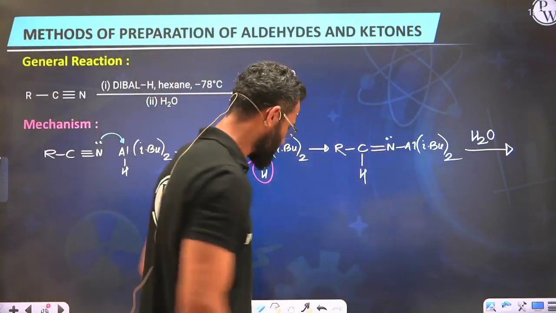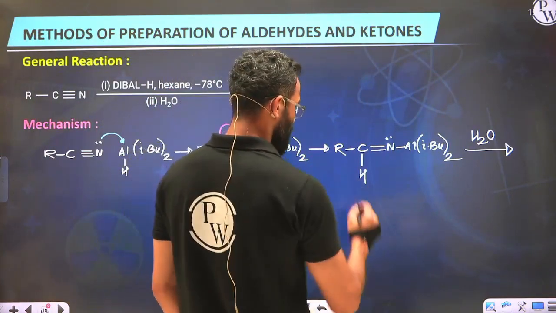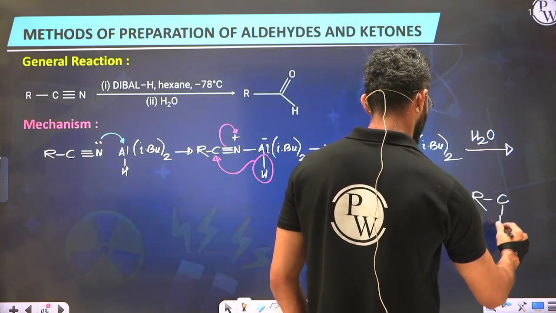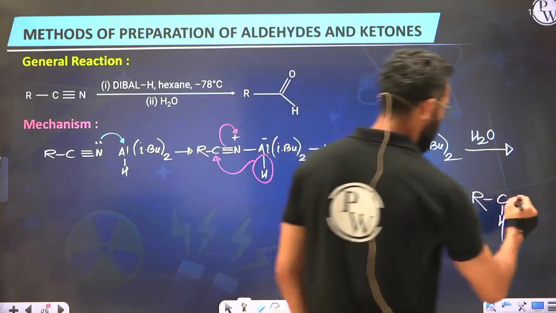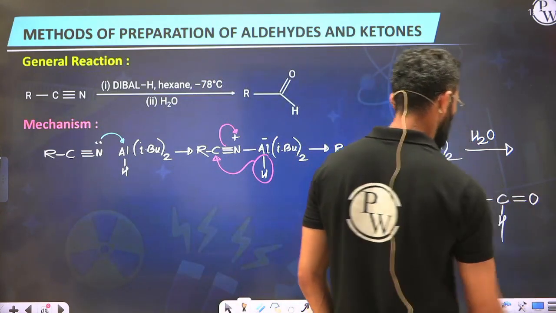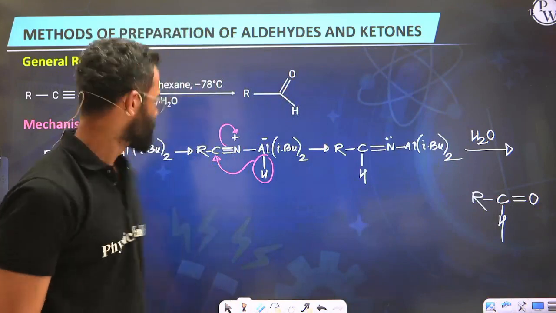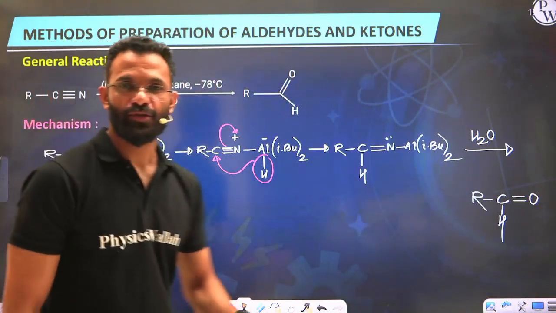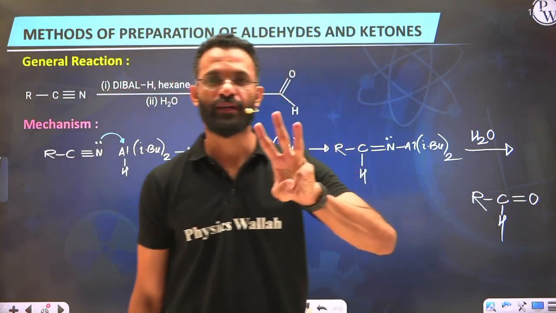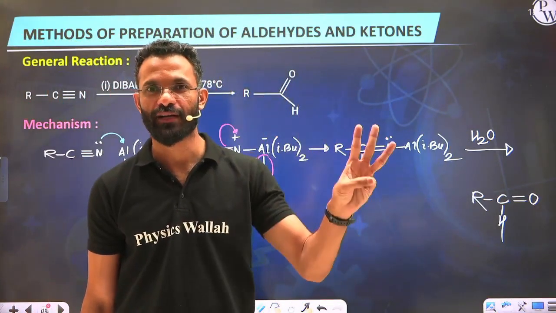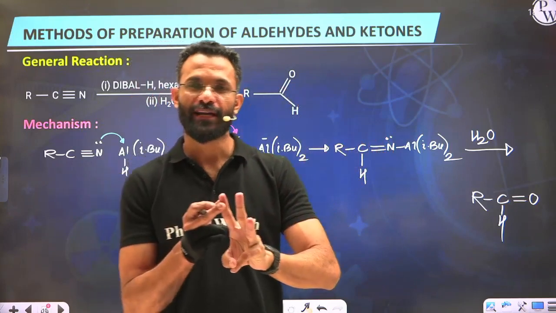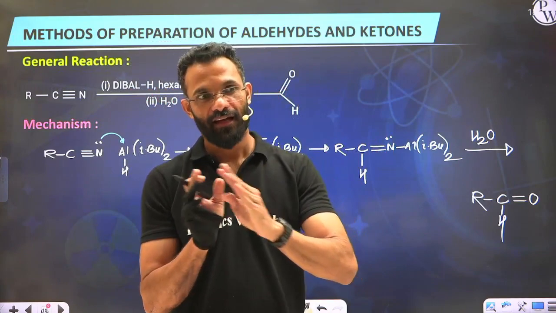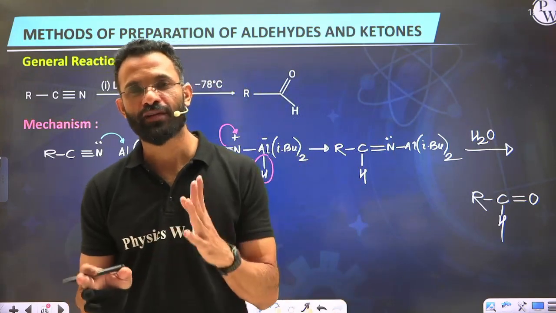So if you hydrolyze it further, we will be getting the product as RCH, and this double bond will be attached to O. So aldehydes have been obtained from nitrile using again DIBAL-H. So guys, we studied three substrates getting converted to aldehyde: acid chlorides, esters, and nitriles. And for this conversion to take place, we use two types of hydride donor.